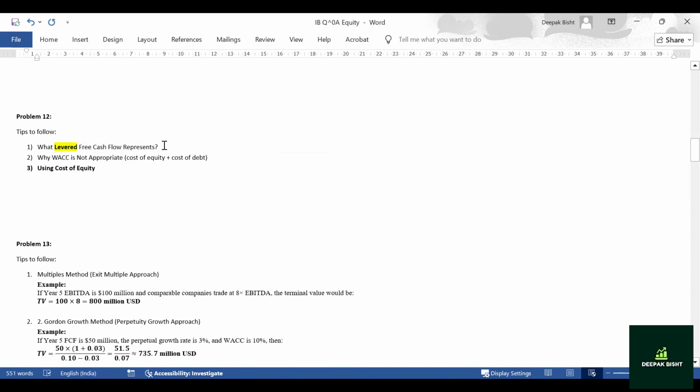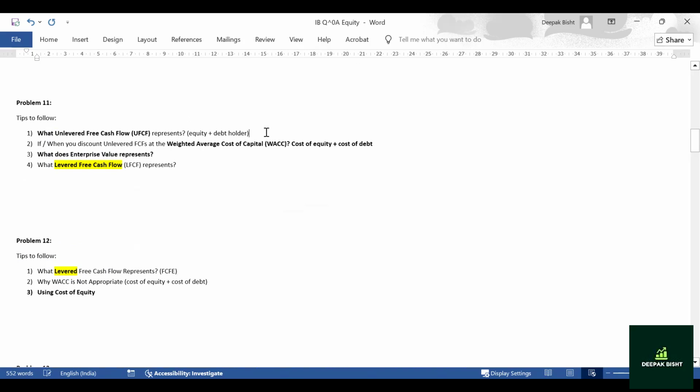And remember this, levered free cash flow is also known as FCFE, free cash flow to equity. And unlevered free cash flow is known as FCFF, free cash flow to firm. The unlevered is the free cash flow to the firm, and the levered one is known as free cash flow to equity only. So as the name suggests, it's free cash flow to equity holders only. So we will only be using cost of equity to discount levered free cash flow.